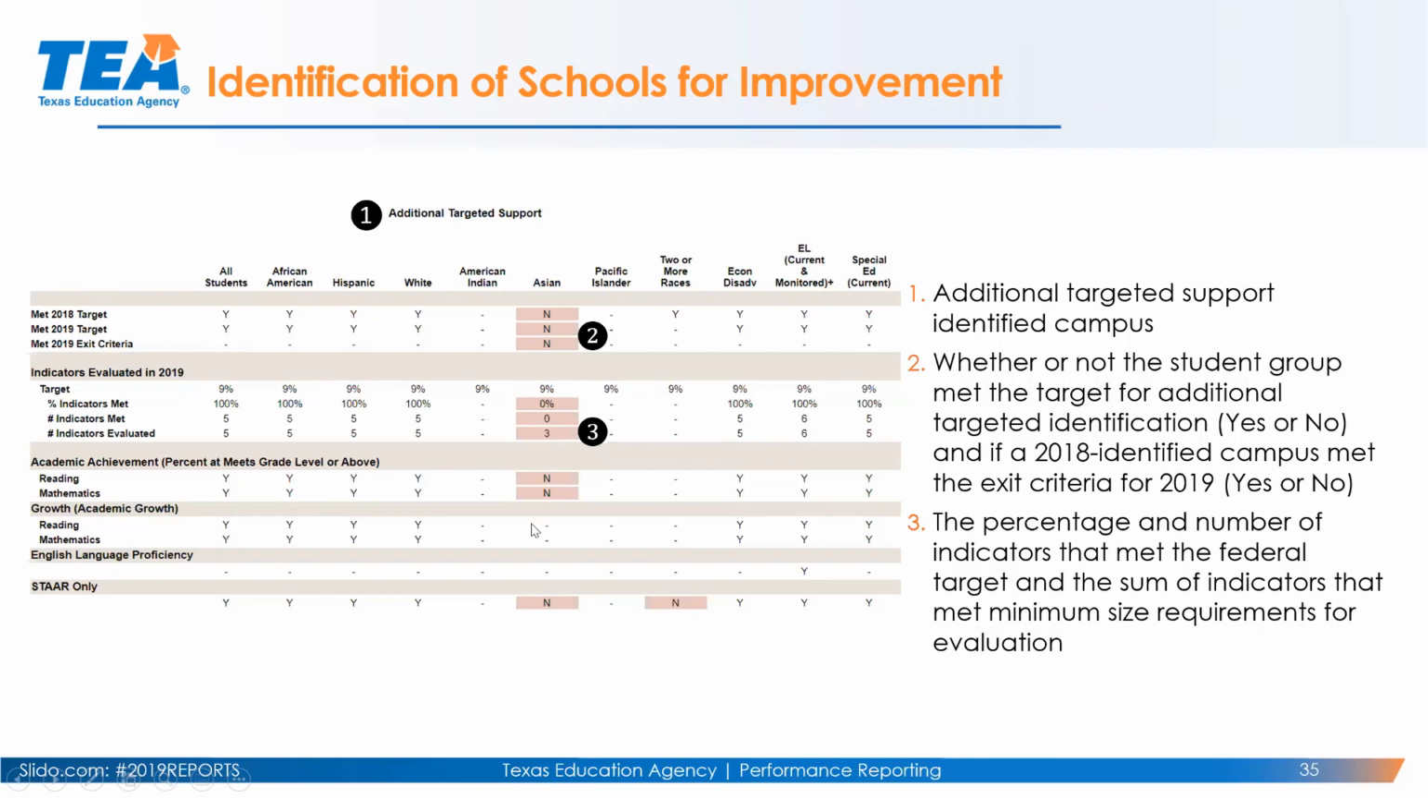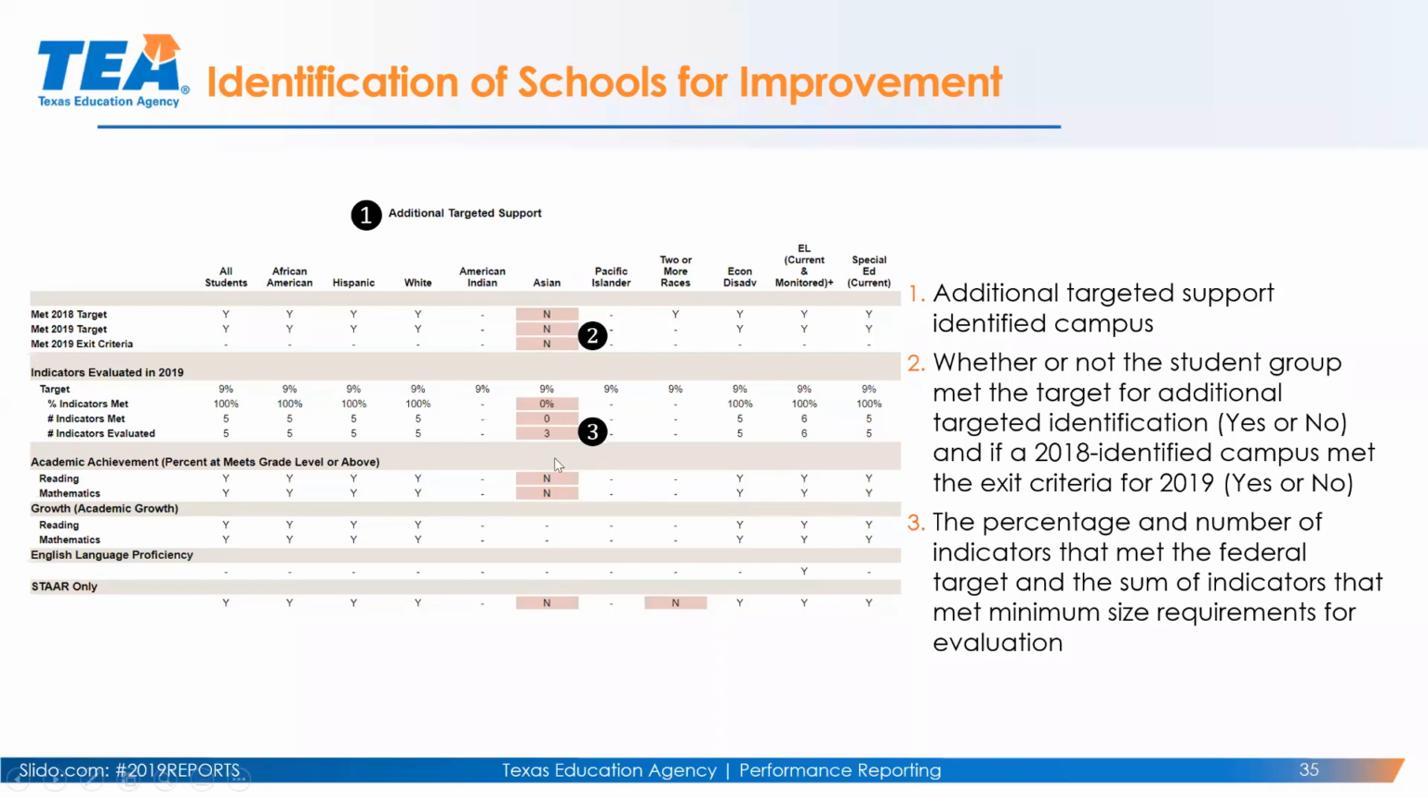Looking at the bottom, we see that the Asian student group had enough students to be evaluated in academic achievement and in reading and in math. However, in reading and in math, they did not meet their targets. Red highlighting and no indicates that they missed their target. They did not have enough assessments for growth to be evaluated or the English language proficiency. However, they did have enough to be evaluated for STAR. Although they were evaluated, they did not meet the target for STAR.